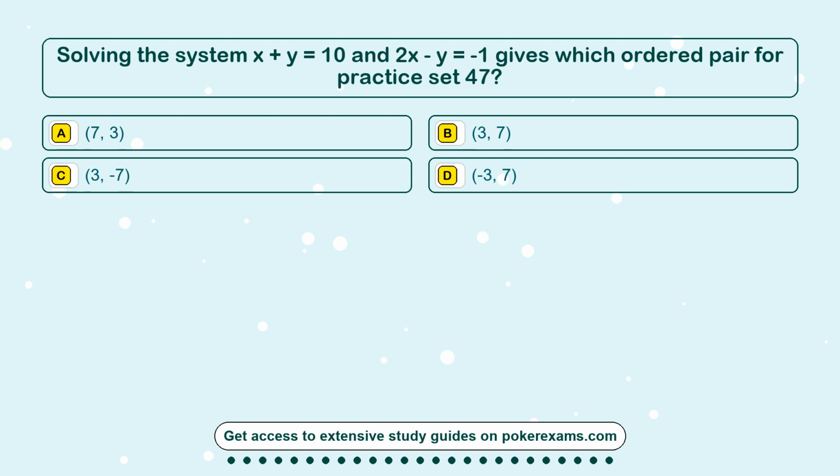Question 12. Solving the system x plus y equals 10 and 2x minus y equals -1 gives which ordered pair for practice set 47? Option A, 7, 3. Option B, 3, 7. Option C, 3, -7. Option D, -3, 7.